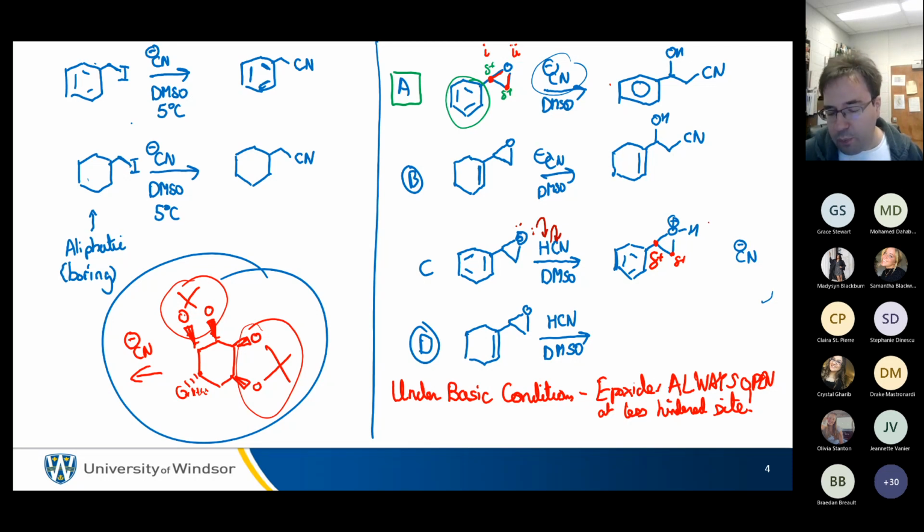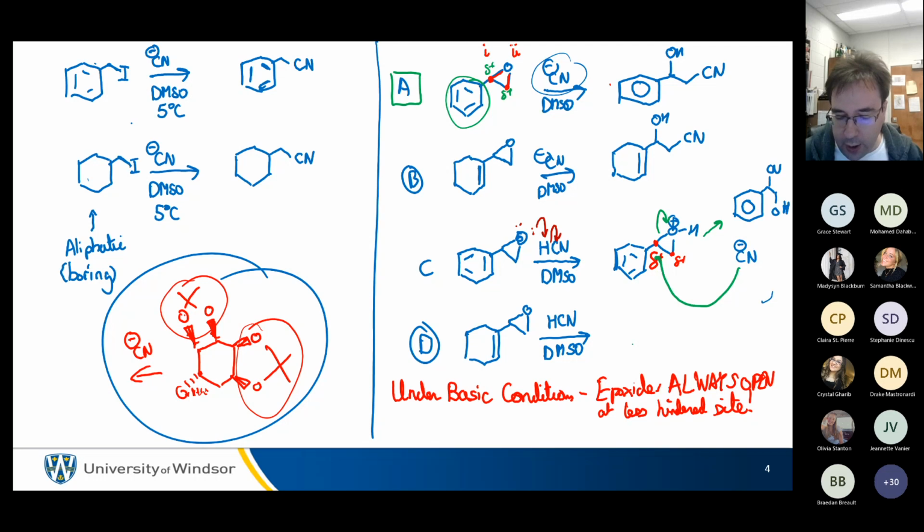So in this case, we built up positive charge. Now in a previous case, in the epoxide, there was no positive charge. The epoxide was neutral. It was all about hindrance because there was no charge. Now there's charge, and negatives just love themselves some positive. So that's what we see is going to happen, and we open at I. So that's kind of cool.